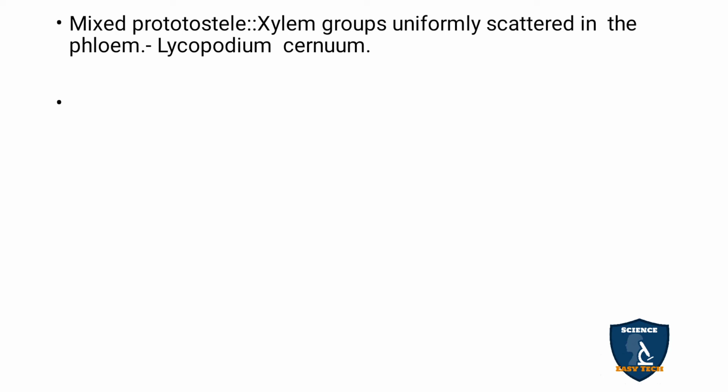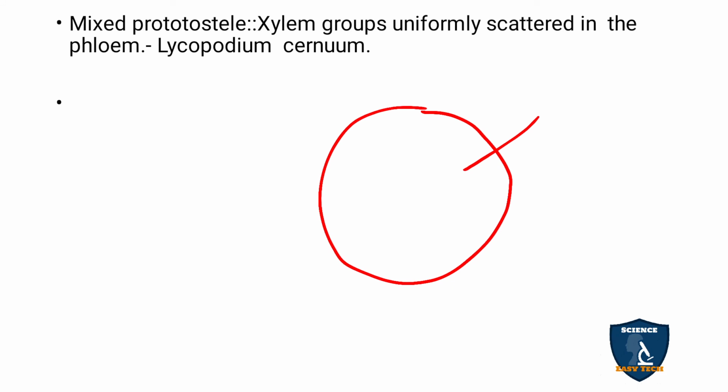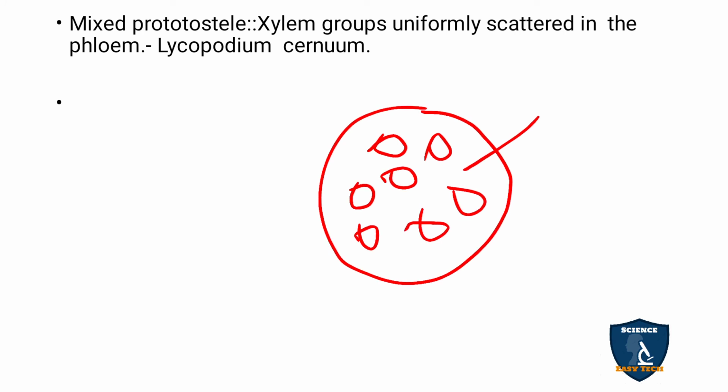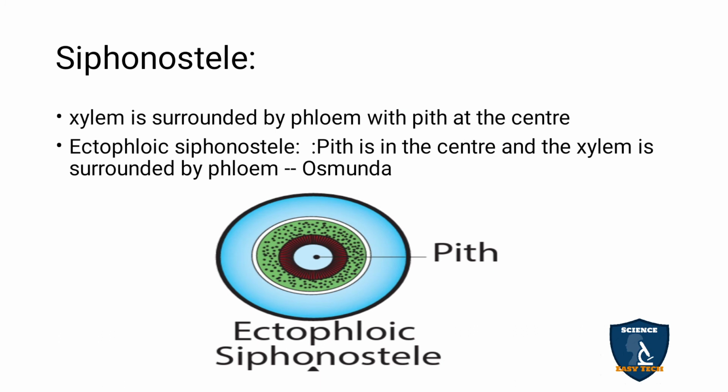Mixed protostele: xylem groups uniformly scattered in the phloem. This portion is the phloem, and think of this as the xylem, scattered in the phloem. That condition is called mixed protostele. Example, Lycopodium cernuum.